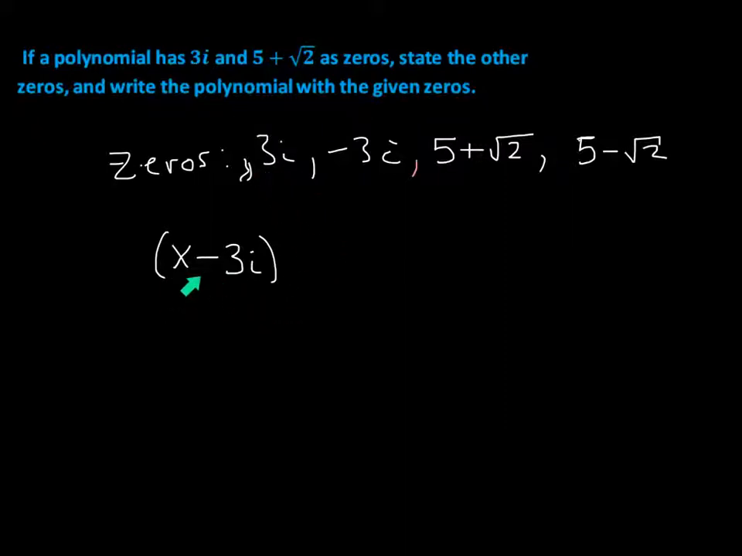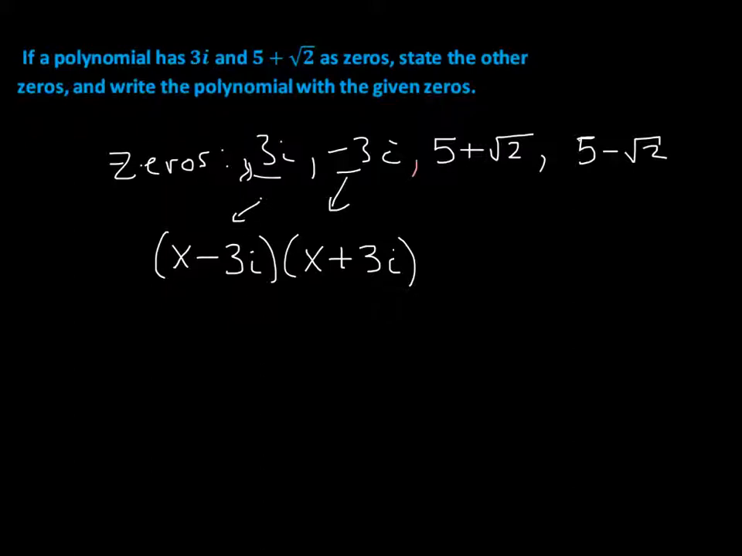We're kind of going backwards, so to put it in factored form, it's x minus 3i. Similarly, this one is going to be x minus a negative 3i, right? It's going to be x minus, and then we have a negative 3i, so the negative 3i is going to change that to a plus. So this is how this came here, this came here.